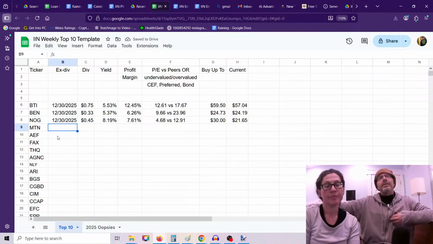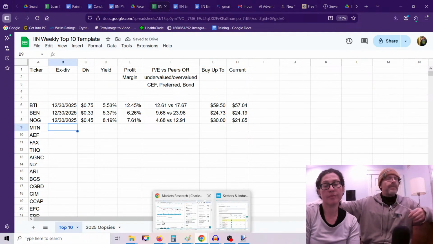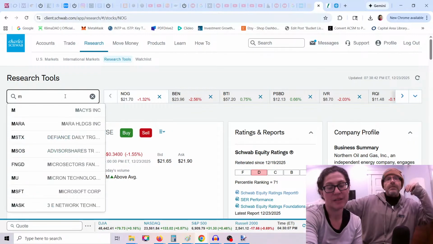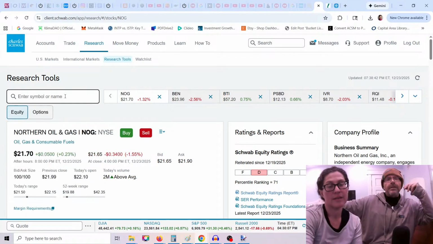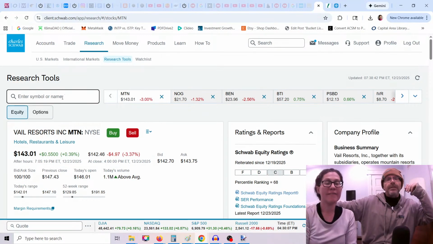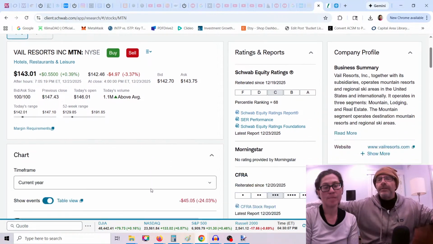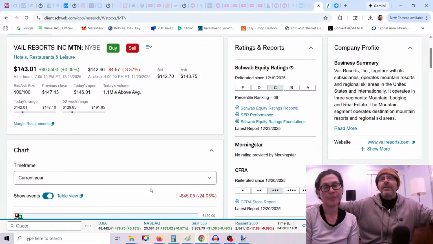Okay. MTN. This one's going to be expensive. You know that off the top of your head? No, I've never actually looked at it, but I'm just looking at the price. Vail Resorts? Oh, yeah. Looking at their dividend amount, it was $2.22. It has to be expensive. All right. 142. Scroll down. Do our initial cursory thing. Look at the chart.